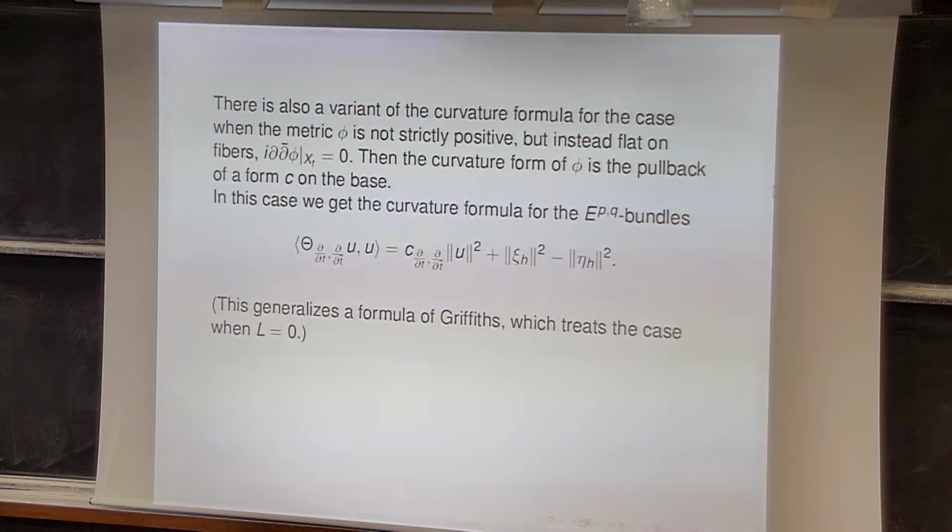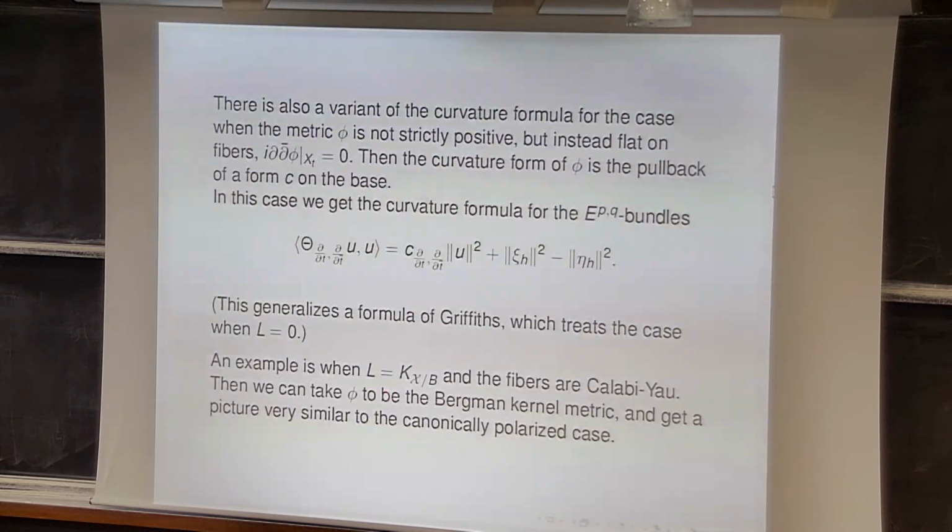But now instead you can take L to be the relative canonical bundle again, and the fibers to be Calabi-Yau, and it's flat. You take a metric which is flat, and you construct easily a metric on the fibers which is flat. It's the Bergman kernel metric, and you get a picture which is very similar to the canonically polarized case. But now it's a family of Calabi-Yau manifolds instead.